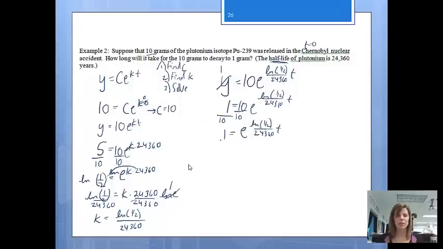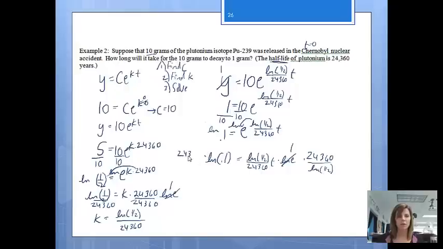And then just like what I did on the left side, we're going to take the natural log of both sides. So the natural log of 0.1, and then equals this whole exponent I can put out front, so I'll get ln 1/2 over 24,360 t times ln e, and we know that the natural log of e is 1. And now to get t by itself, I could divide by this, but actually I think it will be easier if I multiply both sides by the reciprocal of that to get rid of it. So I'll do the same thing over on this side.